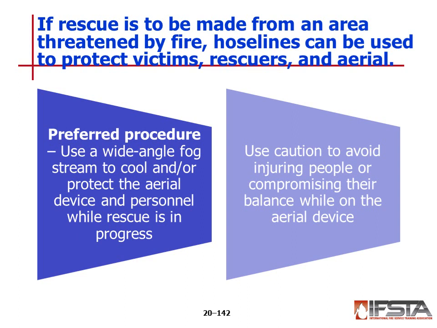If protective hose lines are needed, caution must be used when selecting fire streams. Solid streams or straight stream master streams directed against an aerial device can place damaging load stresses on the device and could ultimately result in a collapse of the device, especially if other factors such as wind or icing conditions are present. Preferred procedure: use a wide-angle fog stream to cool and/or protect the aerial device and the personnel while rescue operations are in progress. Use caution to avoid injuring people or compromising their balance while on the aerial device.